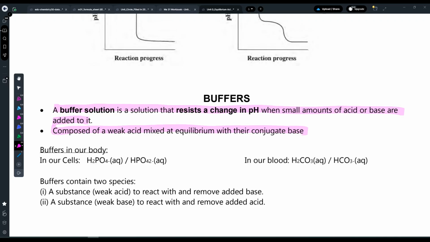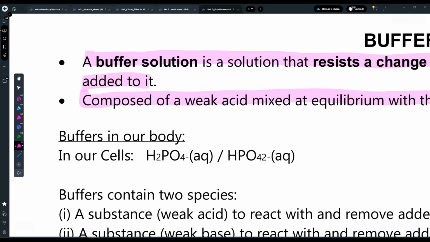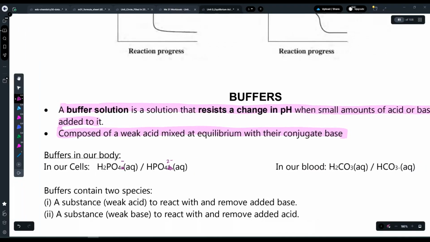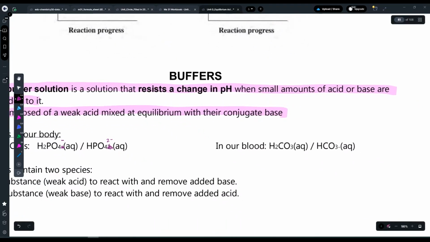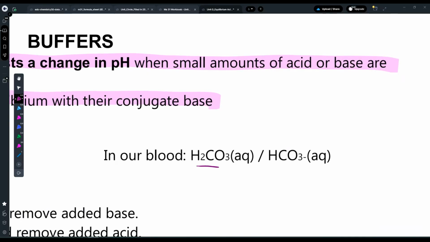So there are many places in which you're going to find buffers. One example of this would be in our bodies. Specifically, in our cells, we have a buffer solution of dihydrogen phosphate, H2PO4-. So this negative, since it's a charge, should be superscript. And then hydrogen phosphate, HPO4 2-. That 2- should also be superscript there. Another example of a buffer system would be in our blood. We have carbonic acid and hydrogen carbonate as the buffer system in our blood. This negative sign should also be superscript.